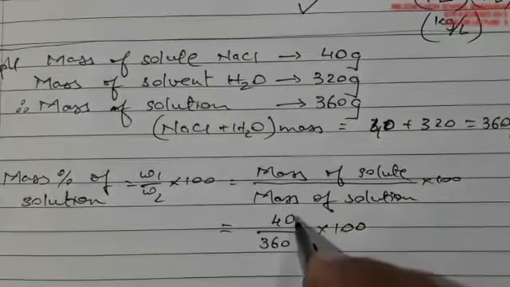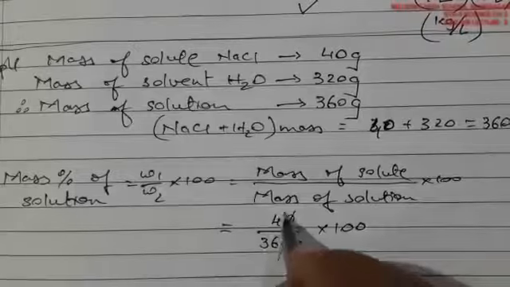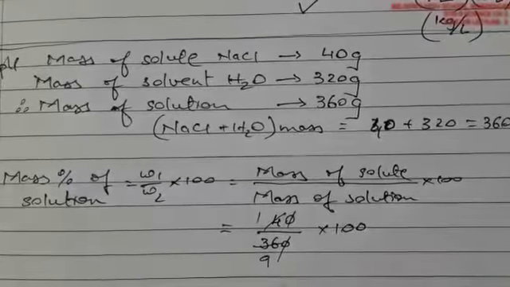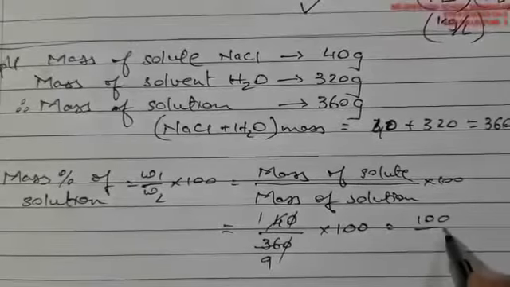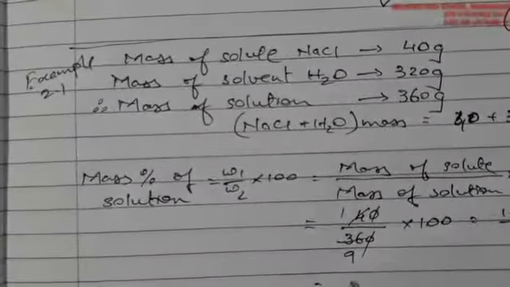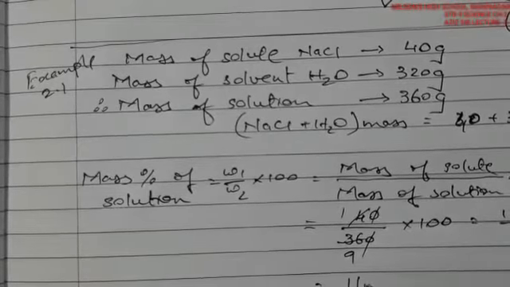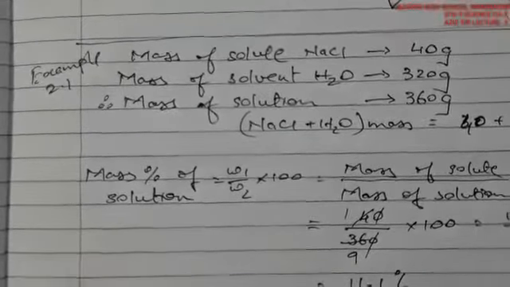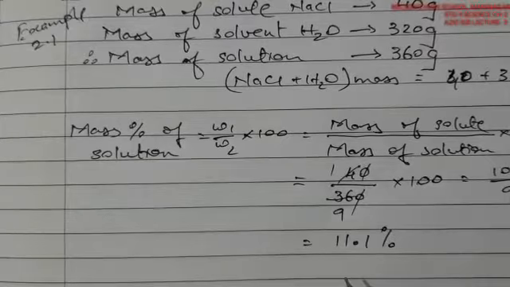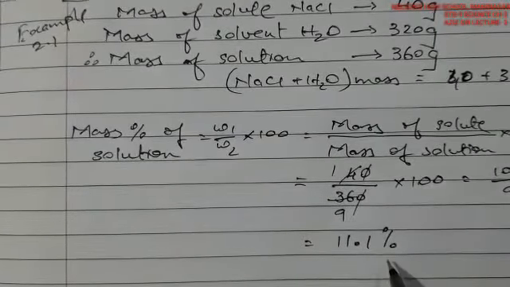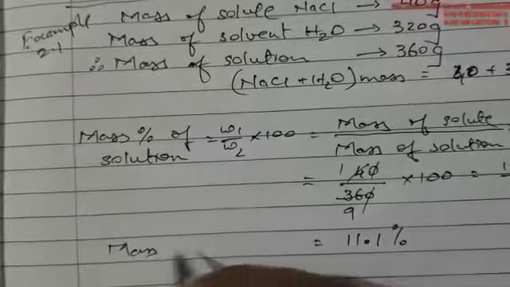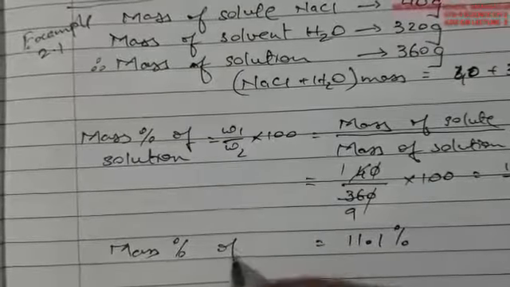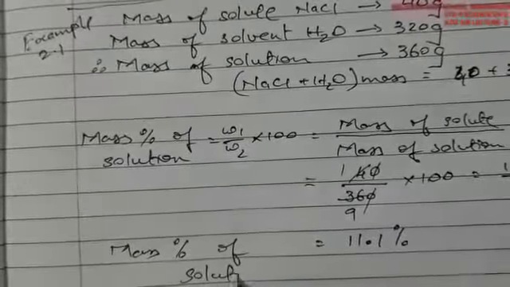So we will cancel out the zeros. Zero is cancelled. 4 ones are 4 and 4 nines are 36. So this happens to be 100 divided by 9, which will be 11.1%. You can do these calculations on your own also. This is 11.1%, the mass percentage of solution.